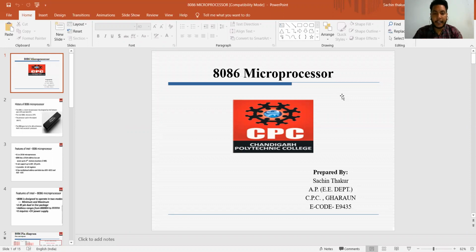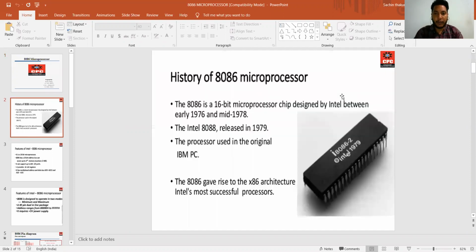In this lecture, we are discussing the 8086 microprocessor. Before going through this topic, first we will look at the history of the 8086 microprocessor. The 8086 microprocessor is a 16-bit microprocessor. It is a chip that was designed by Intel in 1976 and released in mid 1978. After that, in 1979, a new microprocessor, the 8088, was designed by Intel.